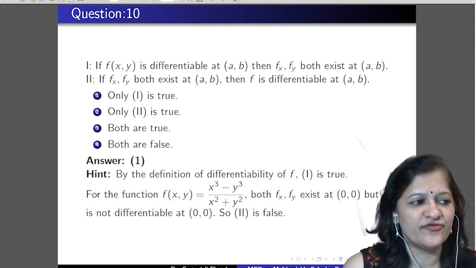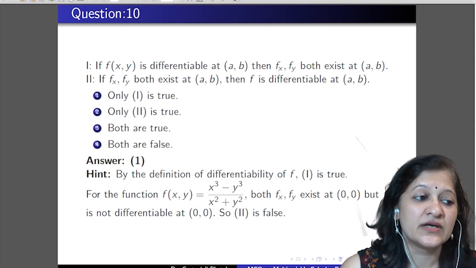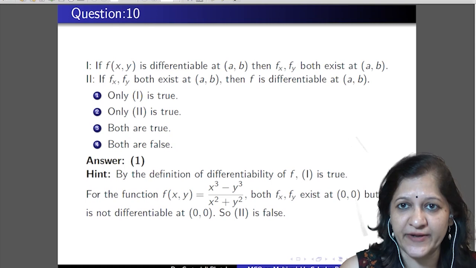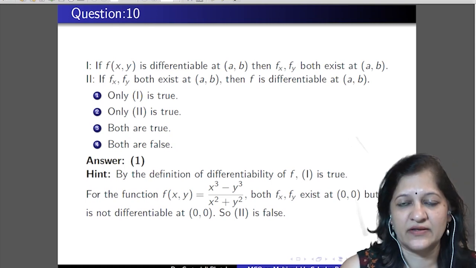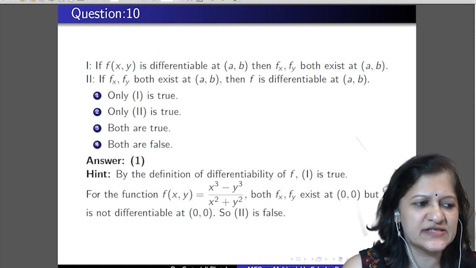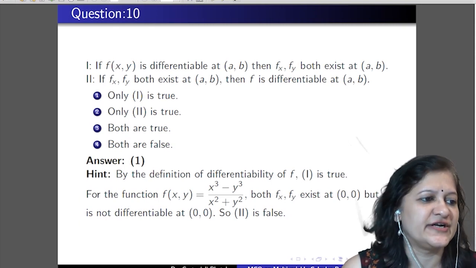Only existence of first order partial derivatives does not imply the function is differentiable. We need the continuity of fx or fy. If it is continuous, then the function is differentiable. Only the existence part is not sufficient.